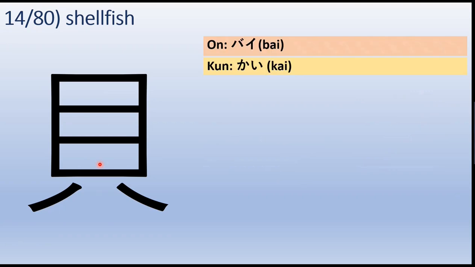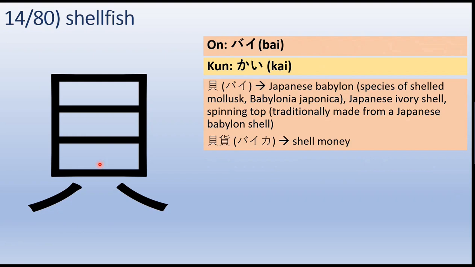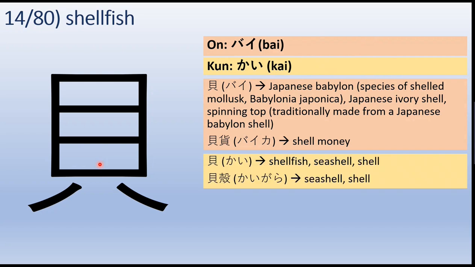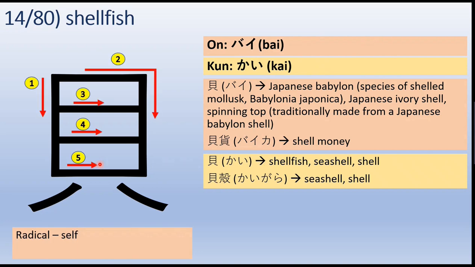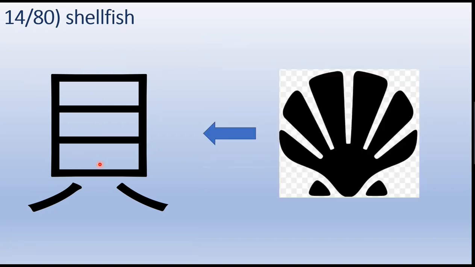On reading is bai, kun reading is kai, and this is nothing but the Japanese Babylon. Species of shelled mollusk, Babylonia japonica is the scientific name. Japanese ivory shell, spinning top, traditionally made from a Japanese Babylon shell. And baika is known as the shell money. In Kun'yomi again, it's kai, shellfish, seashell, or simply shell, and this is also called kaigara. It is again a radical by itself. This is the stroke order, and this is how it evolved. So this is the logic basically, which is clearly visible.